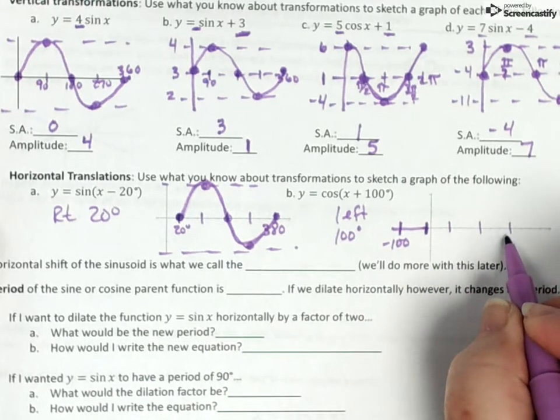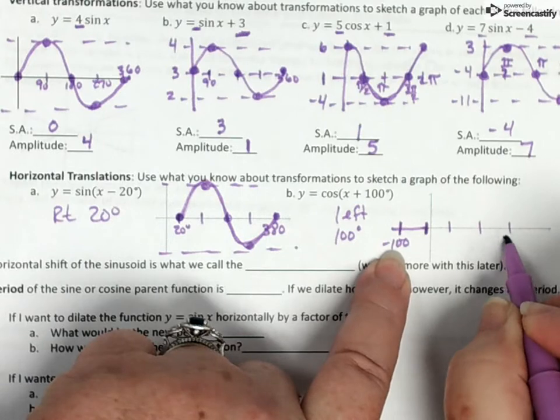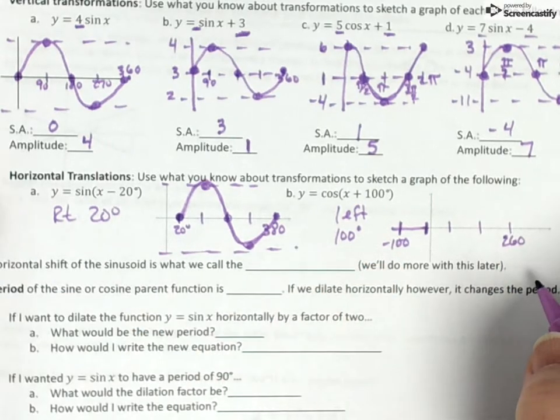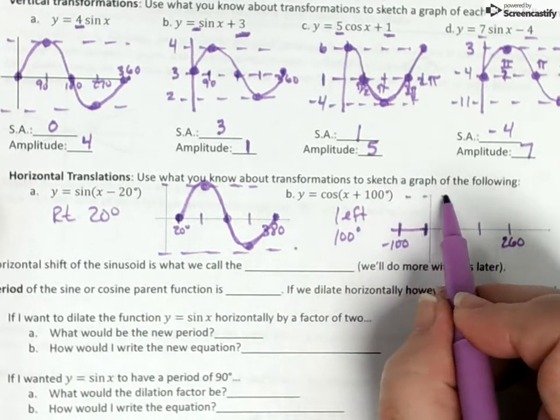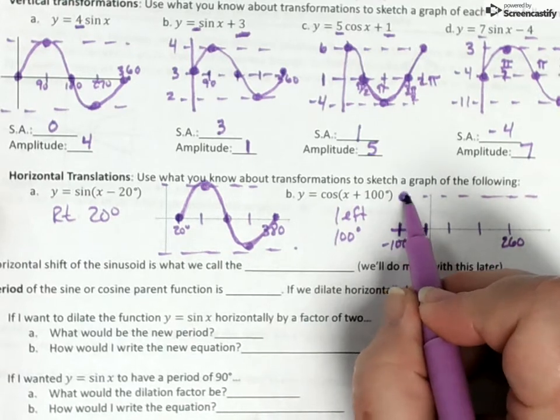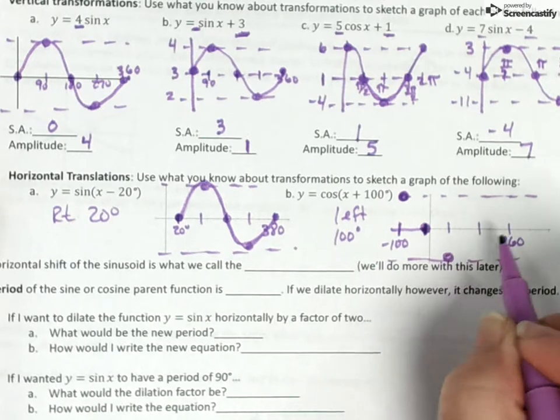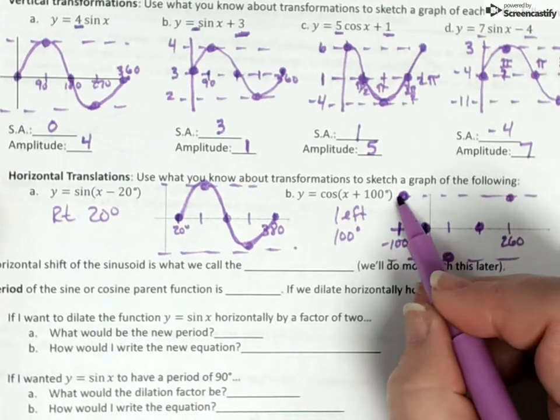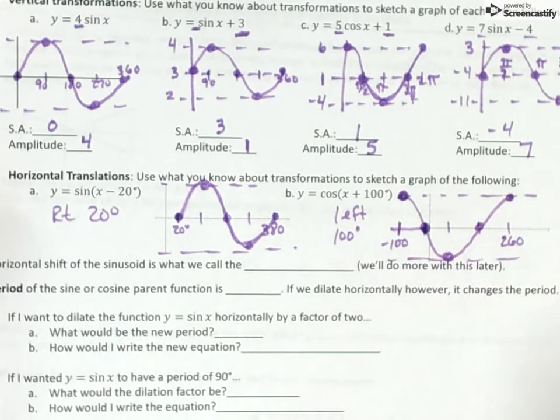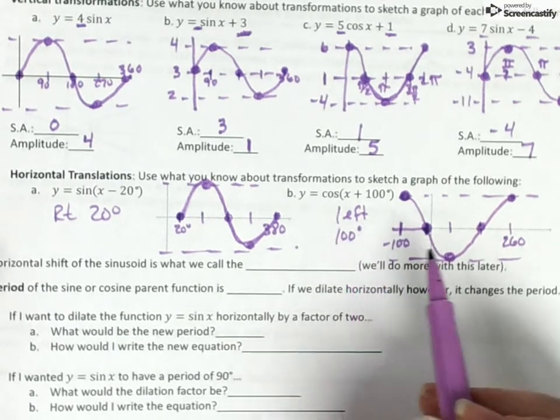And this one isn't 360 anymore. It's 360 minus 100. So that's actually 260. It's a cosine curve. So here's my maximum. Put it up here at the top. Middle. Put this one down here at the bottom. Middle. Back at the top. And I have my cosine curve simply moving left 100.